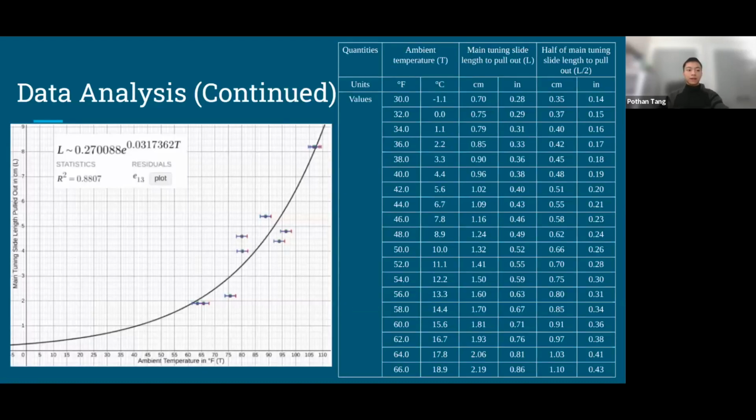Here is what I found. I found that an exponential regression model had the highest correlation, and suits the hypothesis that the main tuning slide length put out varies directly with temperature. On the graph of the model, error bars were drawn for each data point, representing the 2 degrees Fahrenheit error of temperature measurements and 0.05 centimeters error of length measurements. Based on this model, a table of values with ambient temperatures and also their corresponding main tuning slide lengths put out were generated.